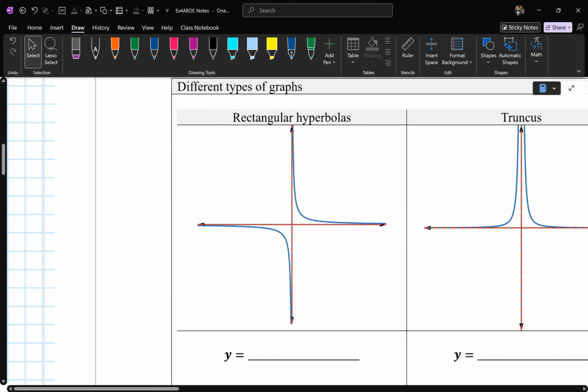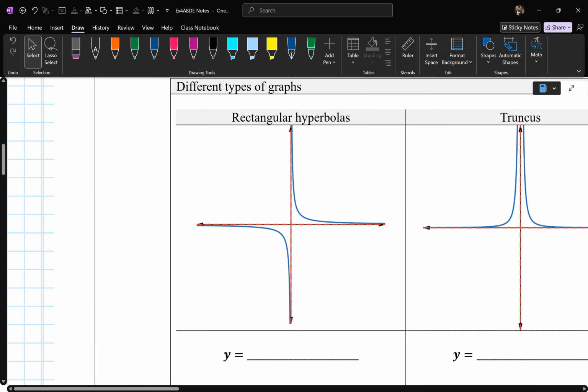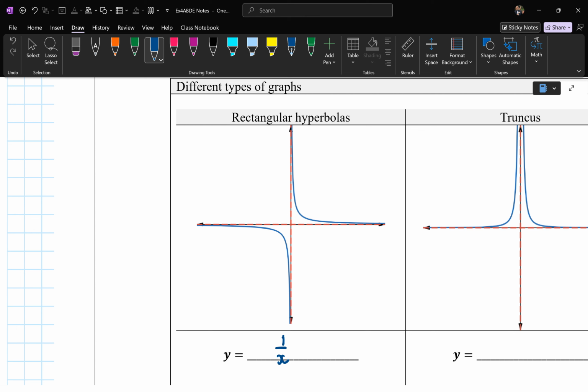This is a rectangular hyperbola. Okay? This function is the result of doing 1 divided by x. You just need to know the shape first. Now, applying what I taught you in exercise 3D, whatever you add or subtract to the function will shift this graph up and down. Okay, so let's have a look.